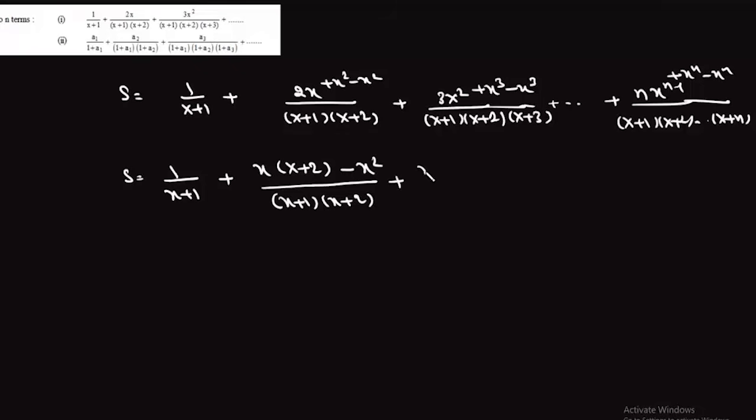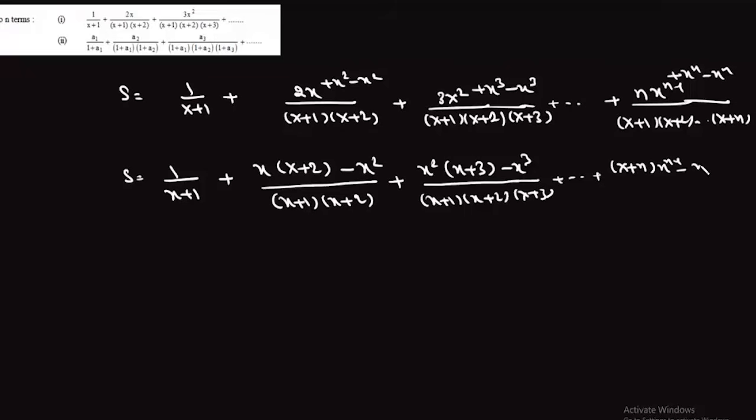Here it will be x square, x plus 3 minus x cube upon x plus 1, x plus 2, x plus 3. I'll continue up to x plus n, x to the power n minus 1 minus x to the power n upon x plus 1, x plus 2 up to x plus n.